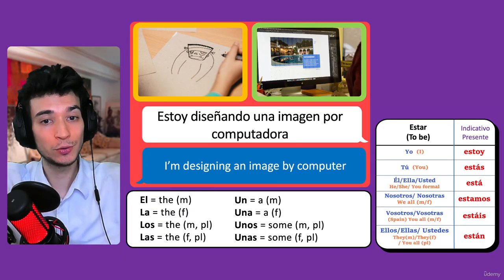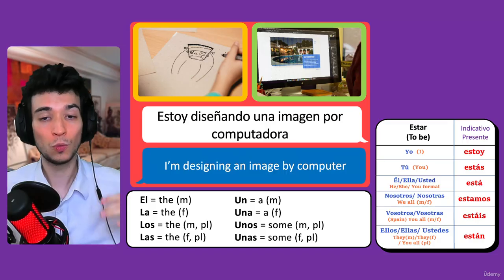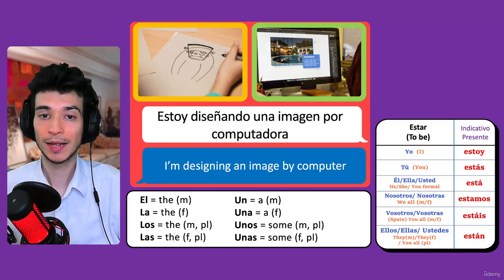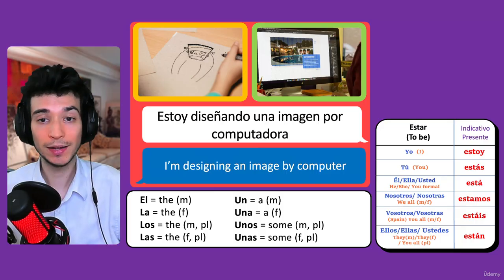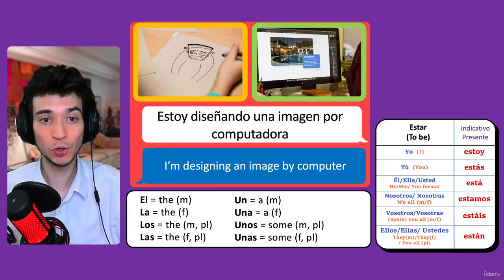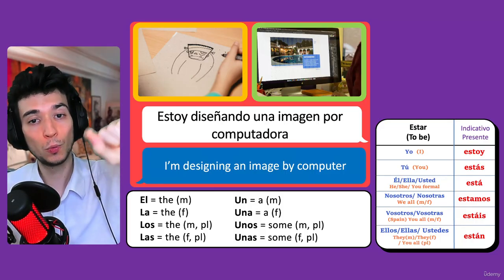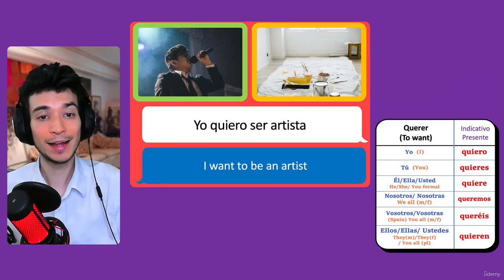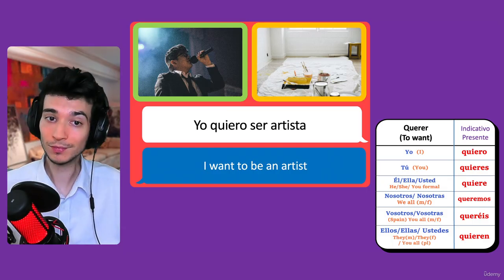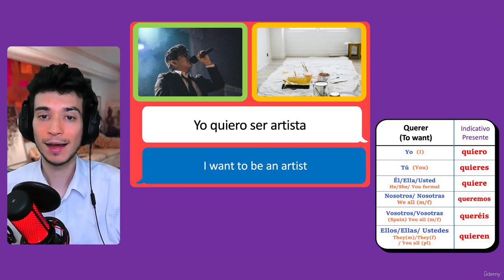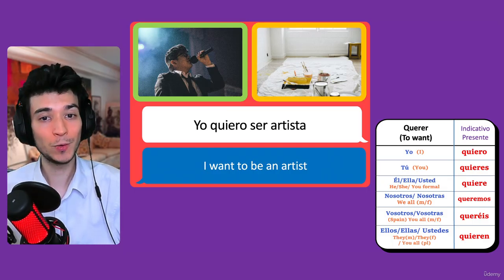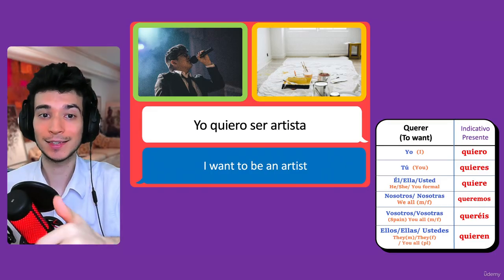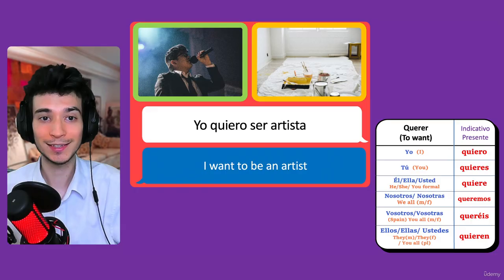And another example. Estoy diseñando, I'm designing, una imagen por computadora. I'm designing an image by computer. And let's try another example. Yo quiero ser artista. I want to be an artist. Yo quiero ser artista.